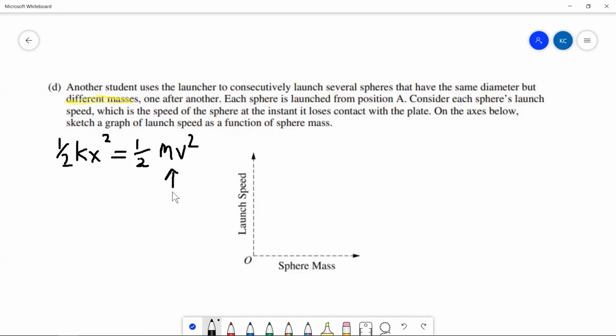So let's take a look at the mass, since the mass is changing. We can see that from the equation of kinetic energy, if mass increases, that means velocity would have to decrease. That means our graph, when we label launch speed and sphere mass, has to be downward of some sort. We see that it's not directly related. An increase in mass would decrease velocity squared. That means we'd have to draw a curving down line like this, since this would represent the square relationship of velocity. And that would conclude Part D and the rest of AP Physics 1 2019 free response question number 3.